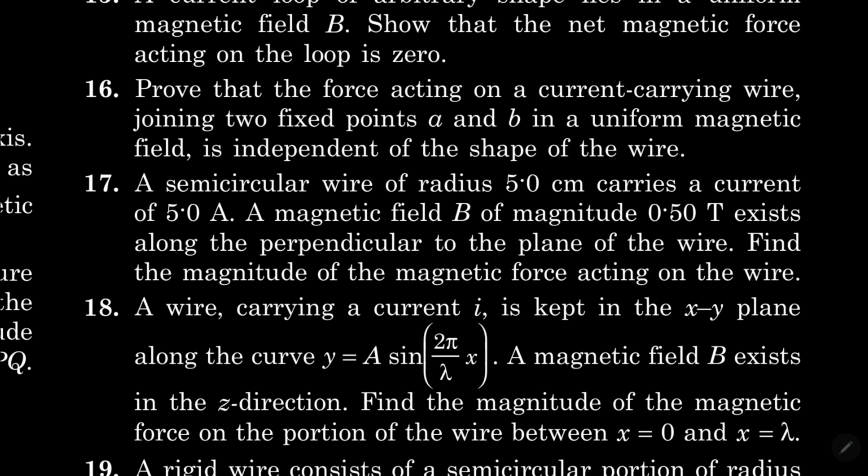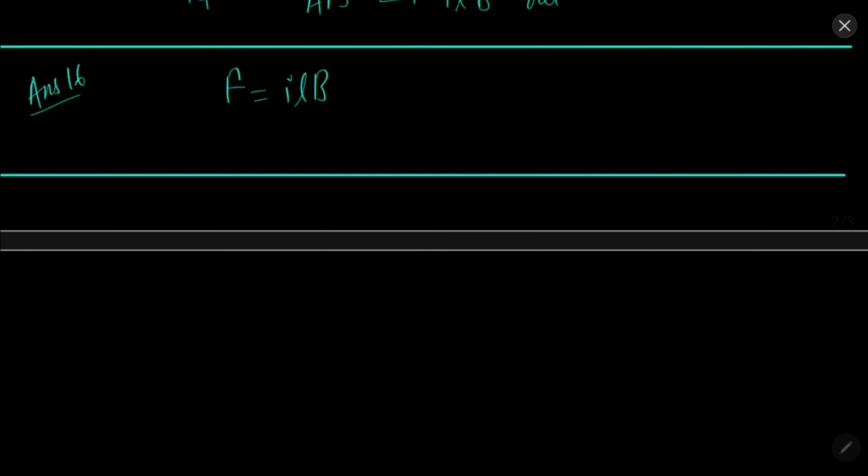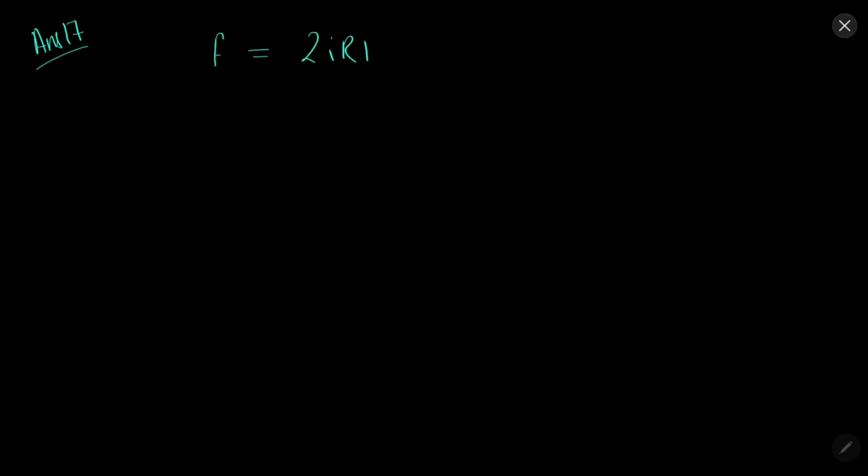In 17, find the magnitude of magnetic force acting on the wire. Solution 17. So force on semicircular wire will be 2 IRB, 2 into 5 into 0.05 into 0.5, which will give us 0.25 newtons.